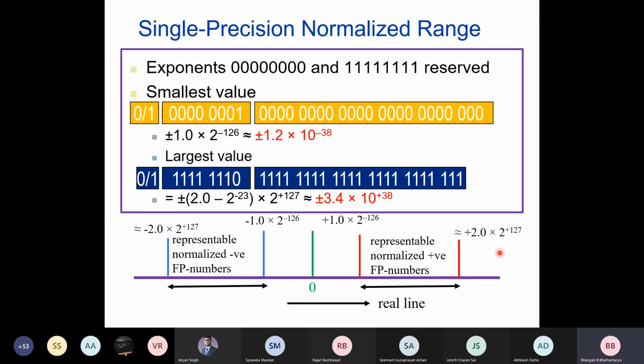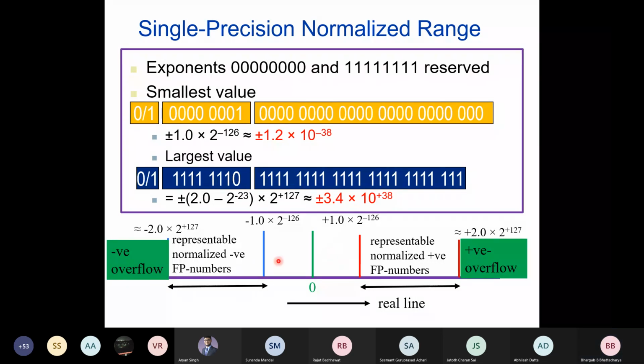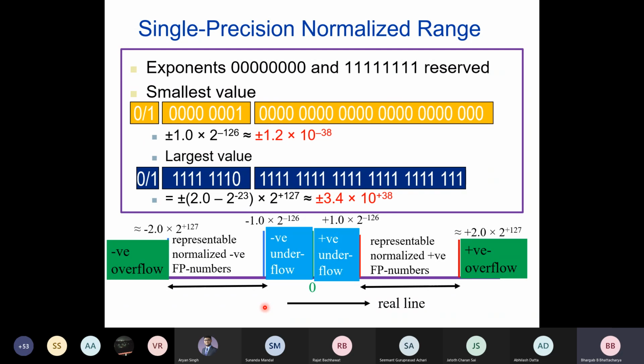If we have a number here, what should you say? Overflow. Yes, this is positive overflow, this is negative overflow. And if I have something here and here, so underflow, correct. This is positive underflow and negative underflow.